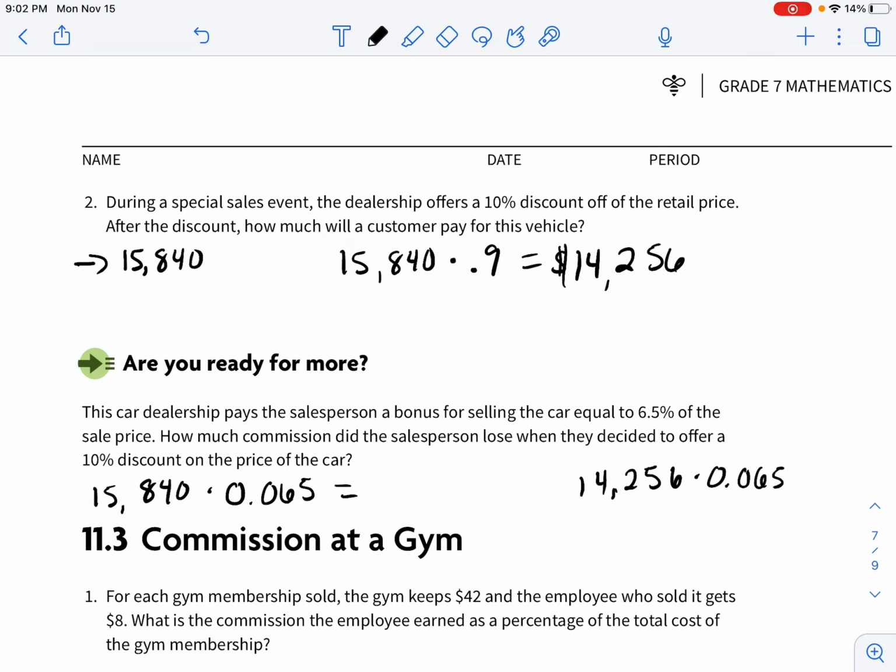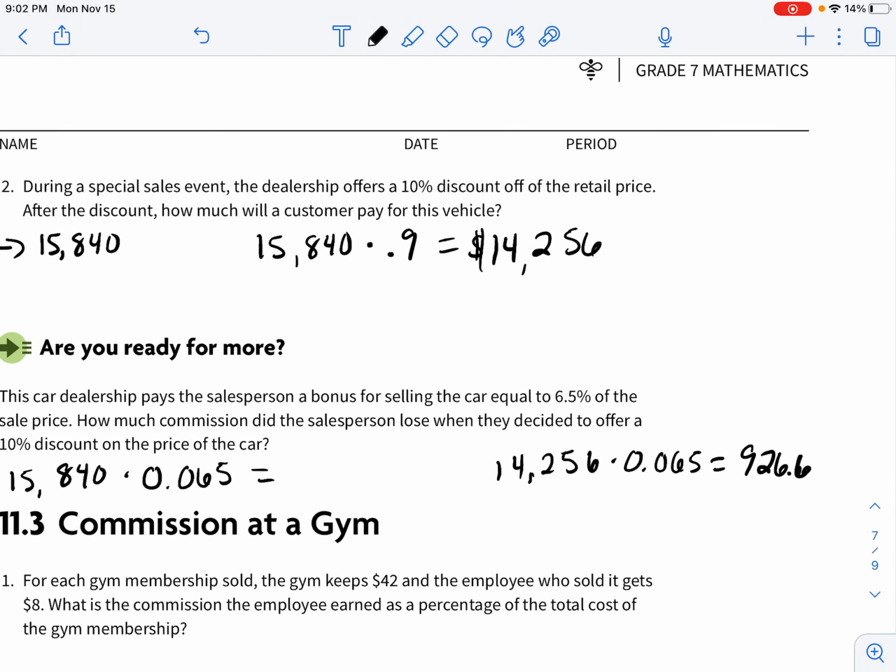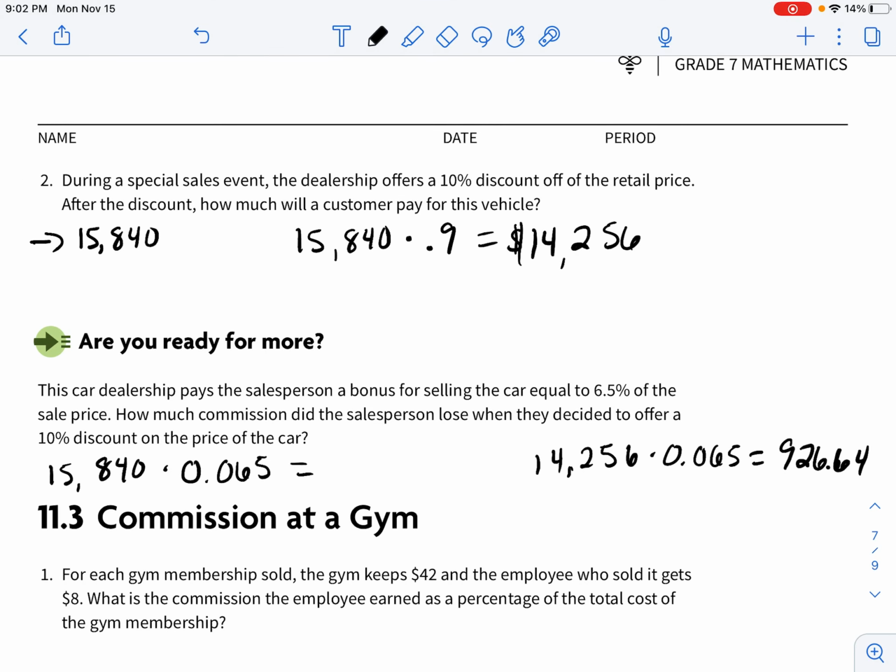So on the first one, they make $926.64 on commission, just for selling it at that sales price. Now, if they would have sold at the original price, they would have made $1,029.60.